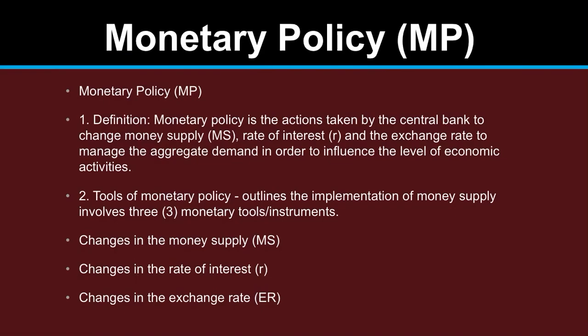In fiscal policy, we discuss two components: taxation and government expenditure. In fiscal policy, the government will adjust the tax and also the government expenditure, T and G, in order to manage the aggregate demand so that they can influence economic activity. Whereas in monetary policy, the components that the central bank specifically will adjust are the rate of interest and exchange rate in order to stimulate the aggregate demand, which will directly influence the level of economic activity.